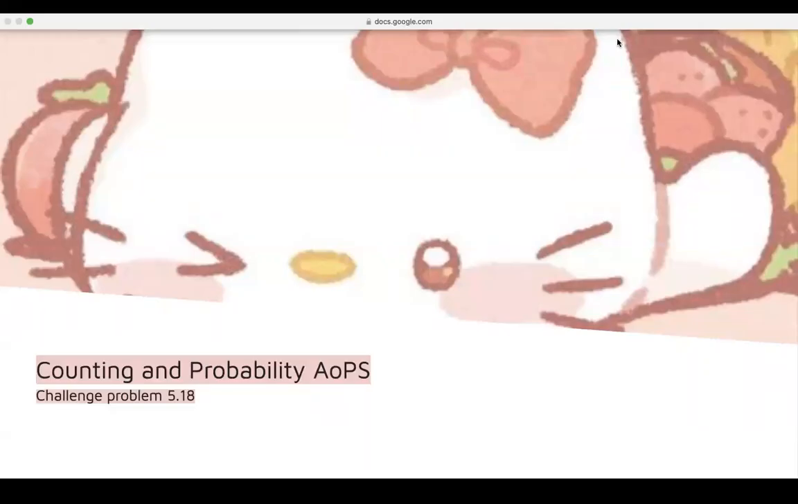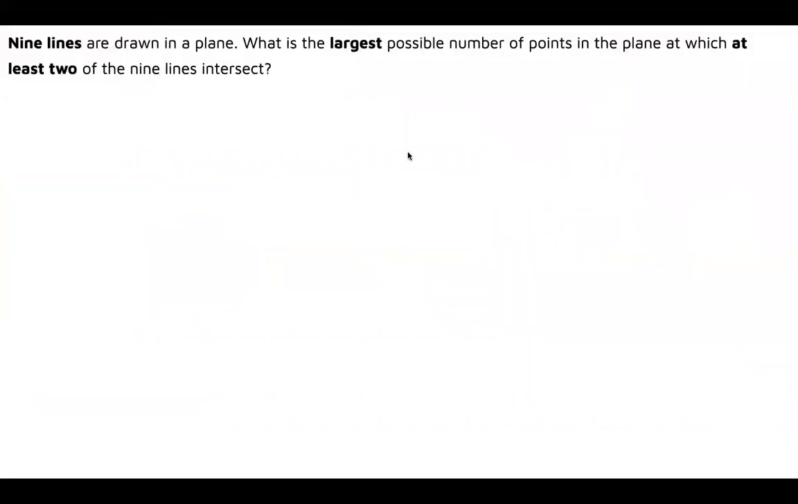Okay, so in this video, I'm going to explain counting and probability AoPS challenge problem 5.18. 9 lines are drawn in a plane. What's the largest possible number of points in a plane at which at least 2 of the 9 lines intersect?